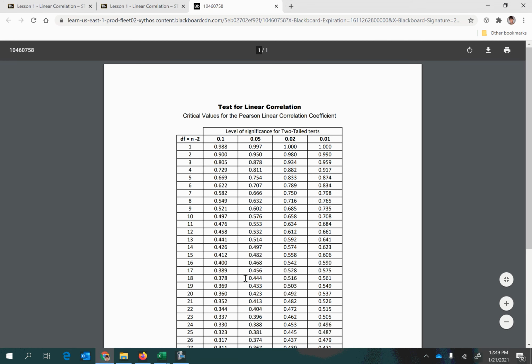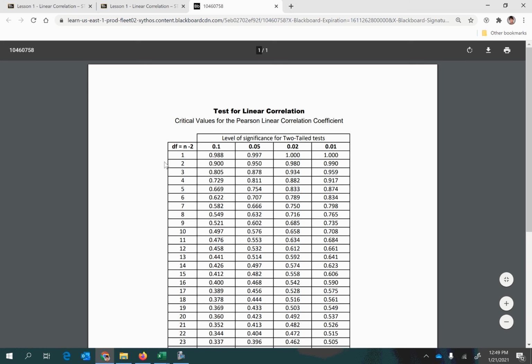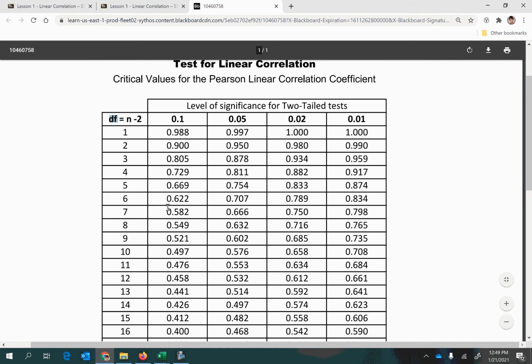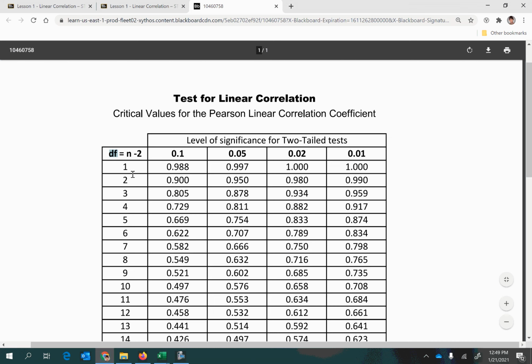And it's very simply laid out. On the left, you have the degrees of freedom, and you don't need to worry about what degrees of freedom are yet. I don't think you guys are ready to learn about that concept. It's a little bit advanced. We will learn more about that later, but it's based on your sample size minus 2.